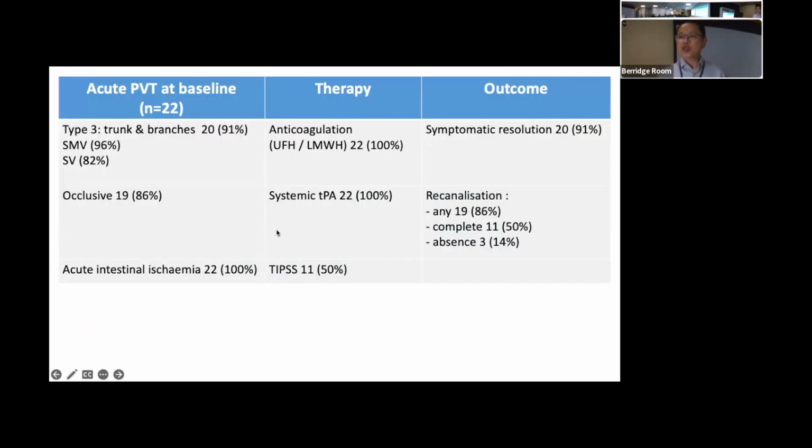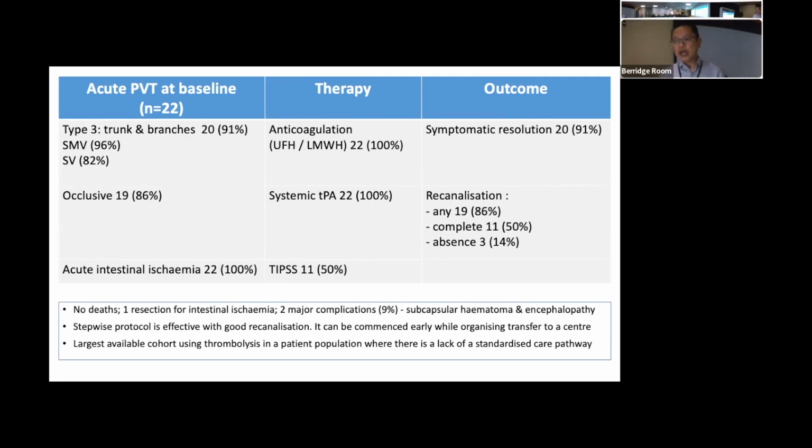So the results: about 90% of them have extensive thrombosis involving the SMV and splenic vein. Almost all have occlusion, and all patients with intestinal ischemia, and all will receive anticoagulation and systemic alteplase. About half of them receive TIPS. I think very good resolution of 90%, and any recanalization of 86%, including 50% of them with complete resolution. There was no death and 2 major complications relating to bleeding, which subsequently resolved.